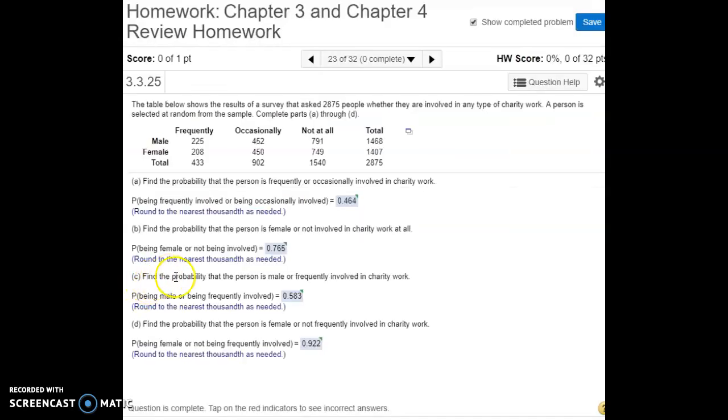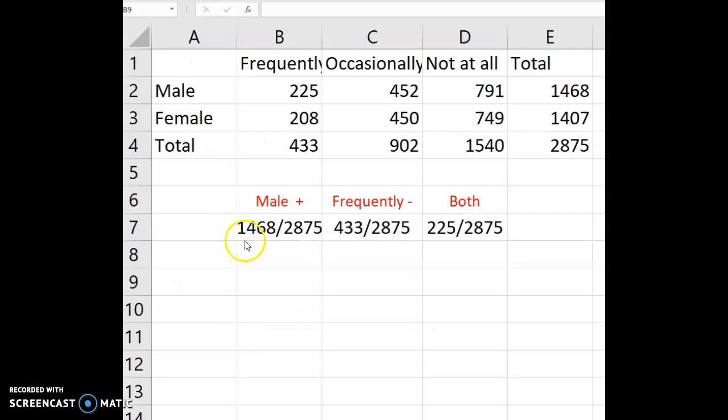Part C, the probability that our randomly selected person is male or frequently involved. So calculating our OR probability, the males out of the total, that probability plus the number of frequently involved people out of the total, add those together and subtract the probability that someone is both, which in this case, the males who are frequently involved out of the total.